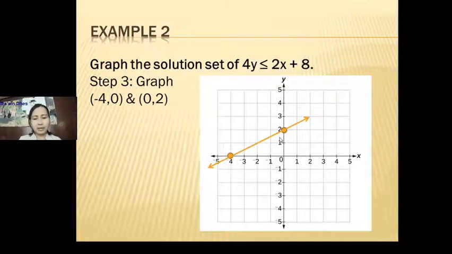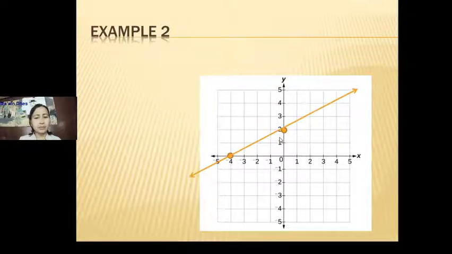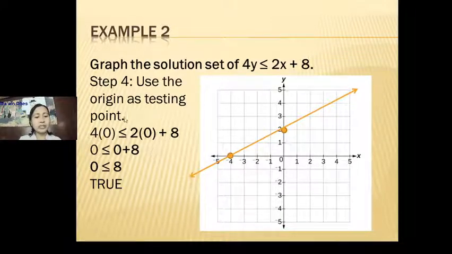And then step 4. For step 4, you're going to use the origin as a testing point. So this is our origin. We test it to see if we're going to shade this part or the other one. Take a look. If we have here (0, 0), substitute 0 here, 0 here. So you will have 4 times 0 is less than or equal to 2 times 0 plus 8. 4 times 0 is 0. Then 2 times 0 is 0, plus 8. 0 plus 8 is 8. So 0 is less than or equal to 8.